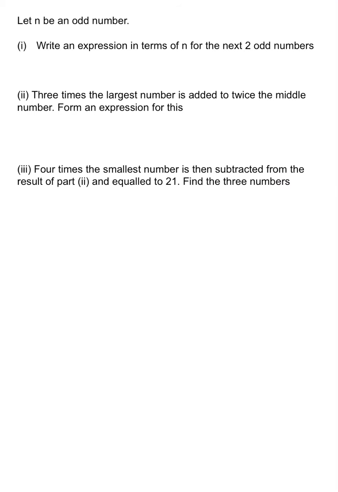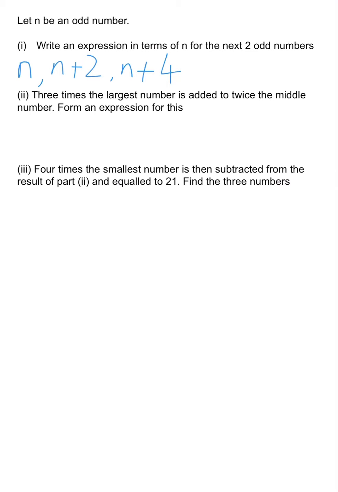So that leads us into the first question. Write an expression in terms of n for the next 2 odd numbers. So we're going to start with n. Now remember, odd numbers go up in twos. Like if we had 5, the next odd number would be 7. So the difference is always 2, so the next one will have to be n plus 2. And then the one after that, it can't be n plus 3 because that will be an even number. So it'll have to be another 2, so n plus 4. Okay, so that's that part done.